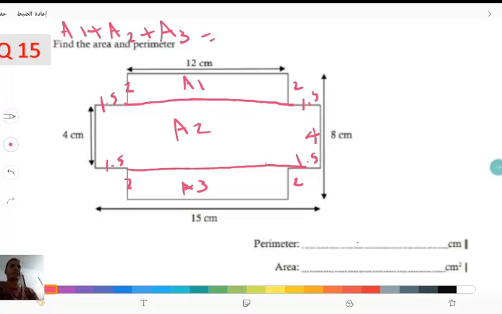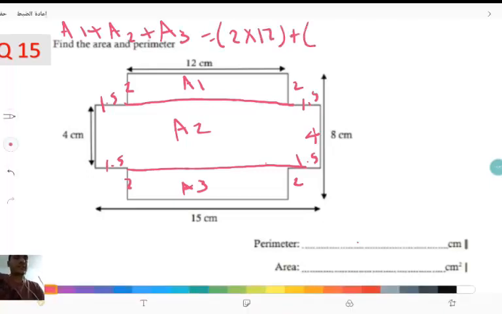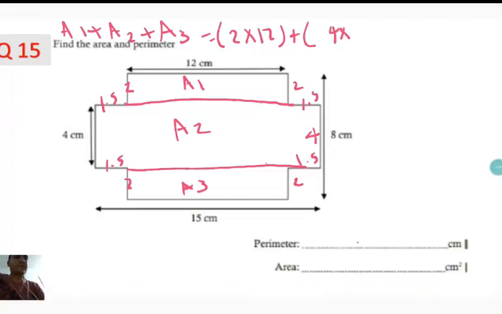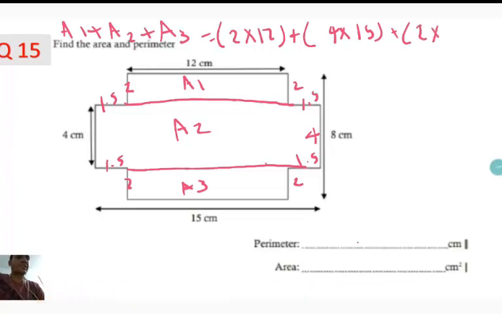Now we can easily find the area. A1 is 2 times 12, plus A2 equals 4 times 15, plus A3, which is 2 times 12, which is 108 centimeters squared.